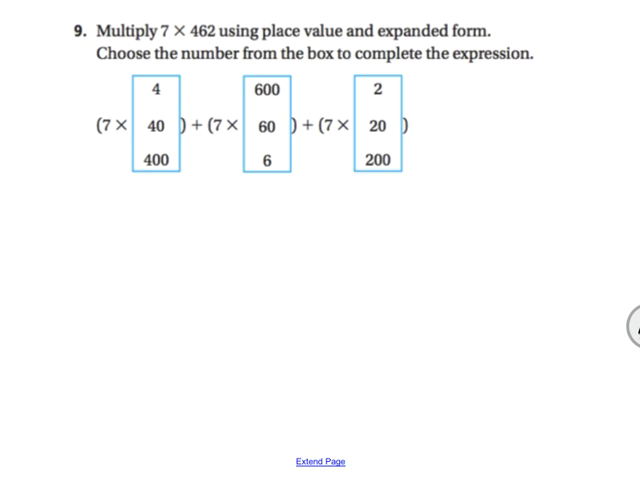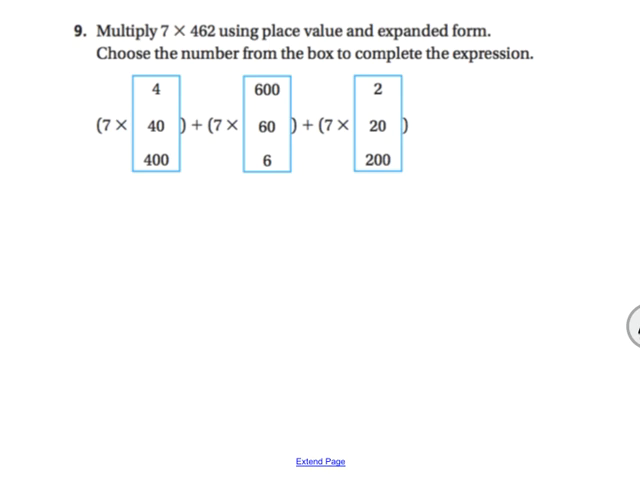Number 9 is choosing numbers from these rectangles. All right, so first of all, it says multiply 7 times 462 using place value and expanded form. Okay, like I said in class, distributive property and expanded form are related. Okay, so this might look like distributive property, which is fine.